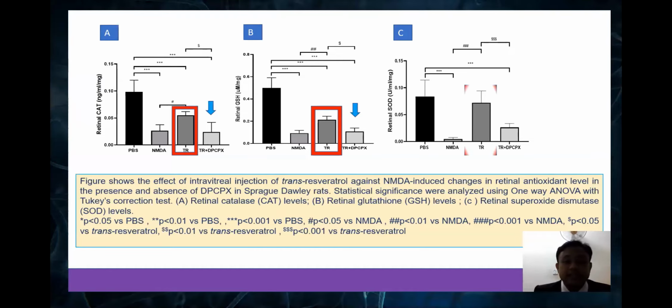Last but not least is C, for the retinal SOD. The TR-treated group showed higher levels of SOD compared to the NMDA group, indicating that it has higher levels of the SOD antioxidant. In contrast, the TR-DPCPX group showed lesser levels of retinal SOD, indicating lesser activity of the SOD antioxidant. This proved that DPCPX partially abolished the therapeutic effect of TR.